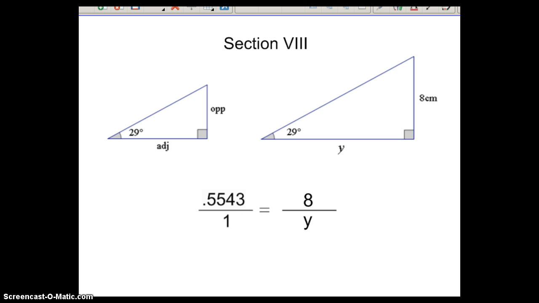And let's go ahead and turn 0.5543 into a fraction, 0.5543 over 1, which will make it easier for us to cross multiply. And when we do cross multiply, we get a value of 0.5543 times y equals 8. Then we can go ahead and divide both sides by 0.5543, which will leave us with a value of 14.4 centimeters for y.